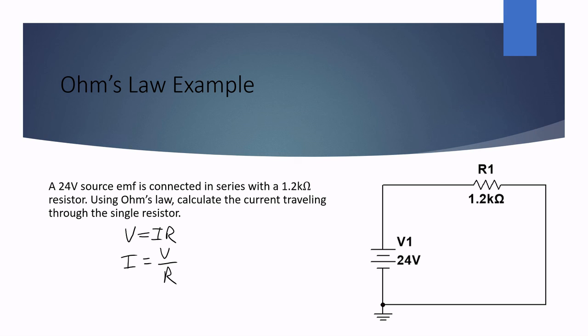And now we can sub in our knowns. And now we get I equals 24 on 1200. Equating this into our calculators gives 0.02 amps.